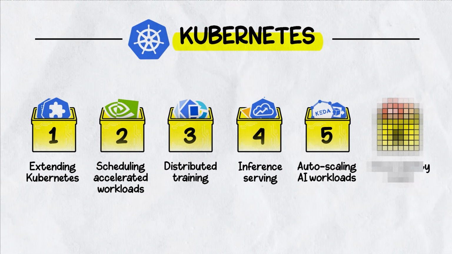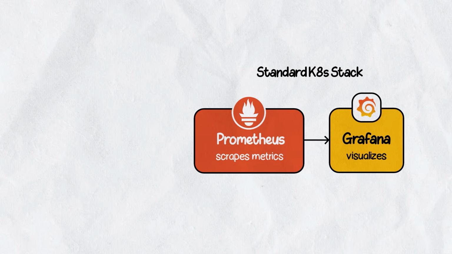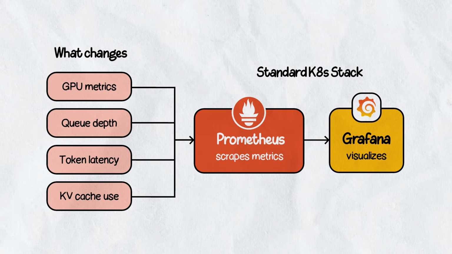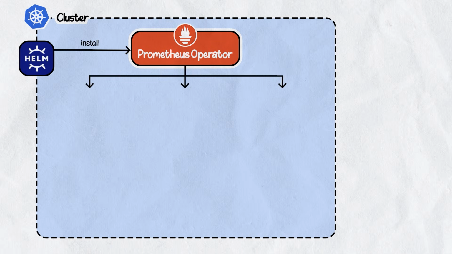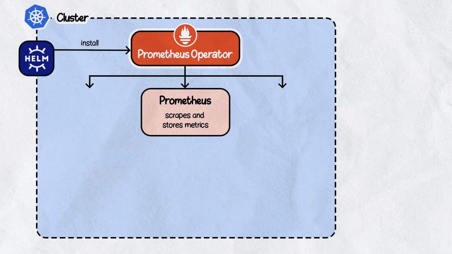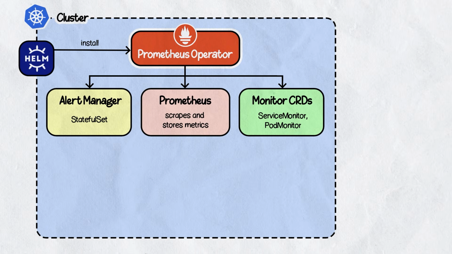Now, the last bucket, observability. You can't operate what you can't see. And AI workloads can break in ways that CPU dashboards won't catch. The stack here is standard Kubernetes. Prometheus scrapes metrics, Grafana visualizes them. What changes is what you scrape and how you instrument the workloads. Now, a basic observability setup looks like this. You install the Prometheus operator using Helm. This operator deploys and manages the Prometheus service, Alertmanager, and monitoring CRDs like ServiceMonitor and PodMonitor.